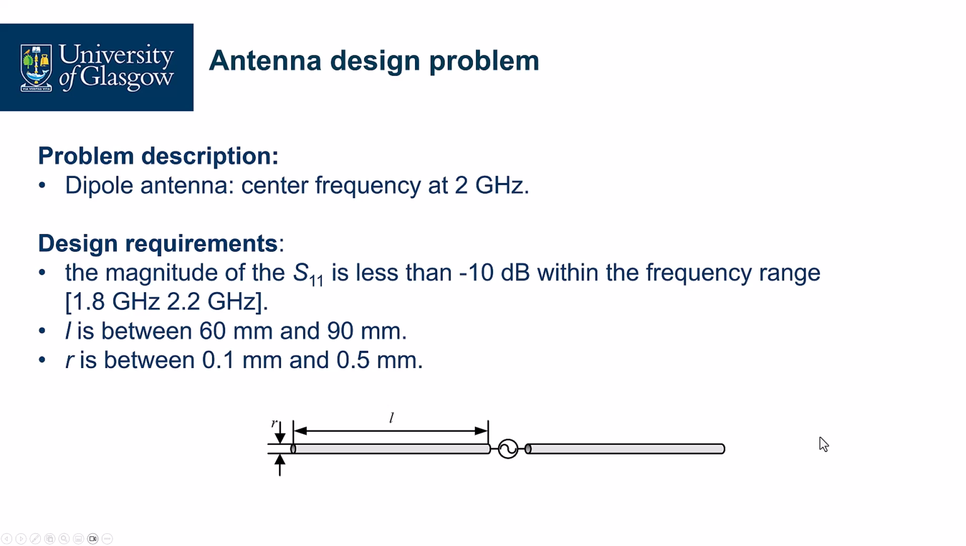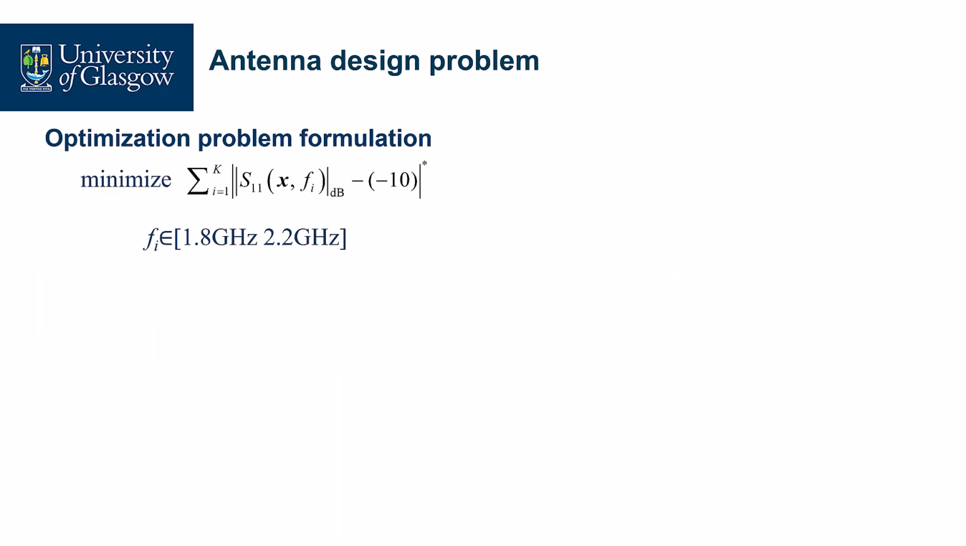Now, how to define the optimization problem? We used one method last week: we get the worst value of the S11 in the operating band, and we minimize this one. Now we change another way. So we can see we define such an objective function.